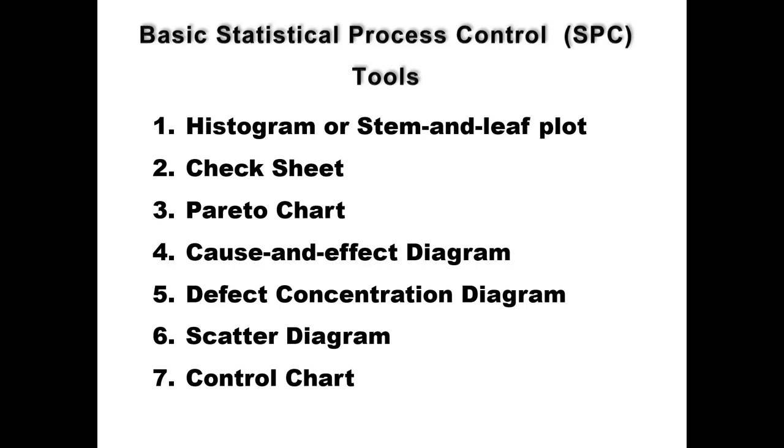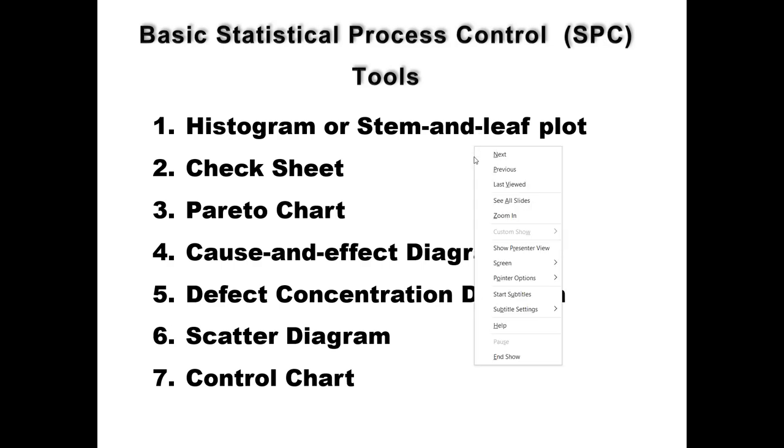We have histogram, stem and leaf plot, or sometimes you call it box and whiskers plot. Check sheet, Pareto chart, cause and effect diagram, defect concentration diagram, scatter diagram, and control chart. As you all know, the main part of this course is SPC, specifically the control chart. Histogram and stem and leaf plot, you are familiar with these two tools.